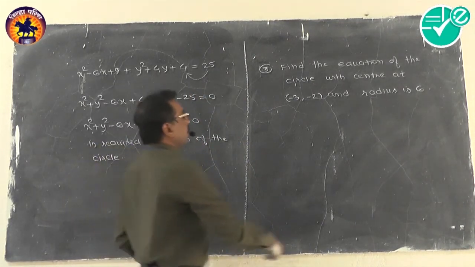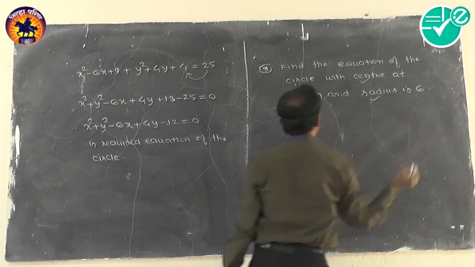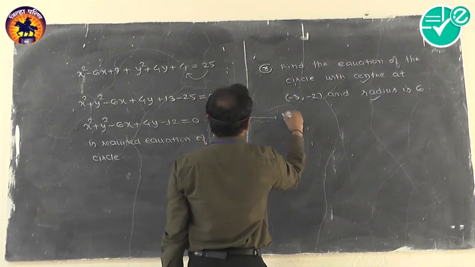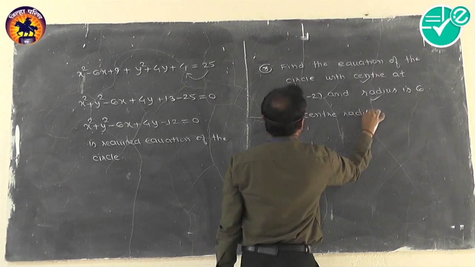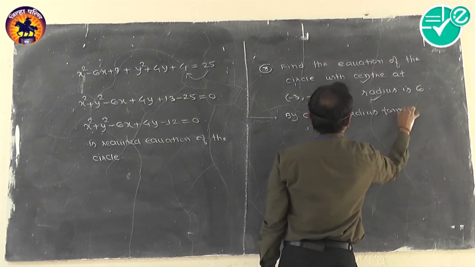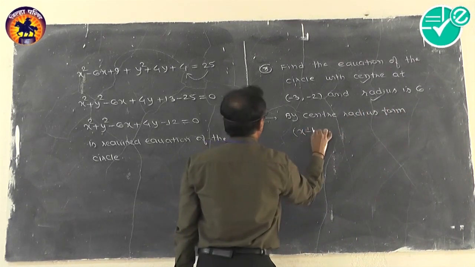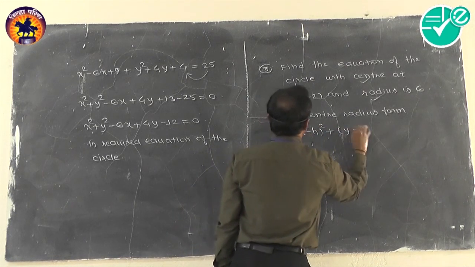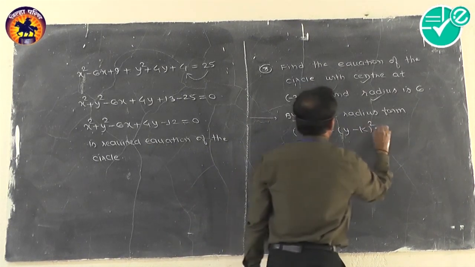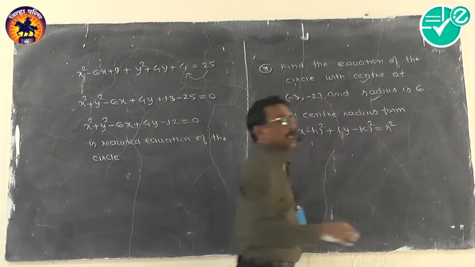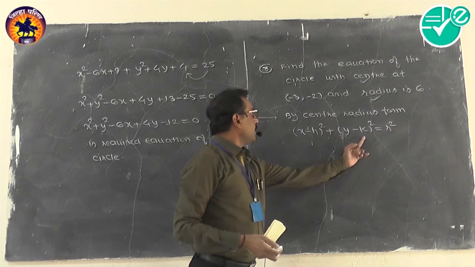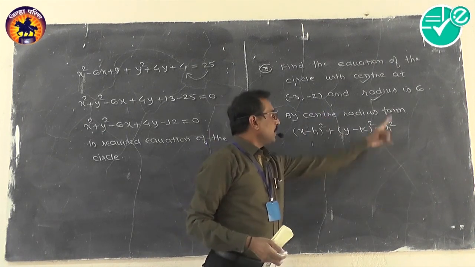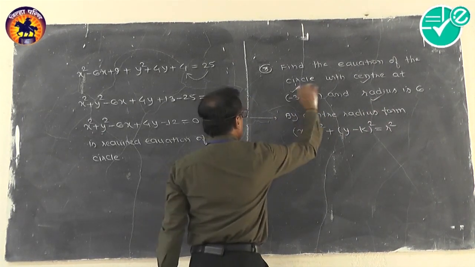You have to continue with the same approach, that is, center and radius both are given. You have to continue by center radius form. What is the formula? x minus h whole square plus y minus k whole square is equal to r square. What is the value of h? Minus 3. What is the value of k? Minus 2. And what is the value of radius? It is 6.